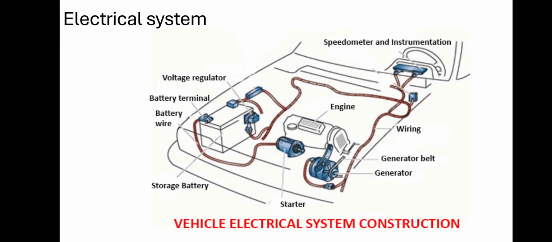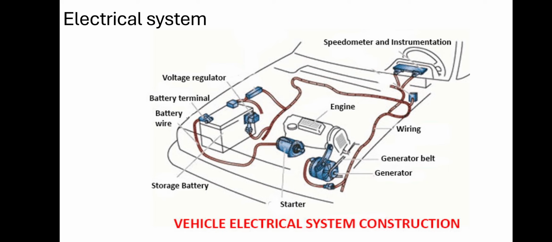Then we have the electrical system of the vehicle, which contains the voltage regulator, battery terminal, battery wire, storage battery, starter, generator belt, and the wiring. Then for sure there is the engine. The engine is not included in the electrical system, it's just shown to place the components properly. We kept a few more components. The blue ones consist of the electrical system of your vehicle.